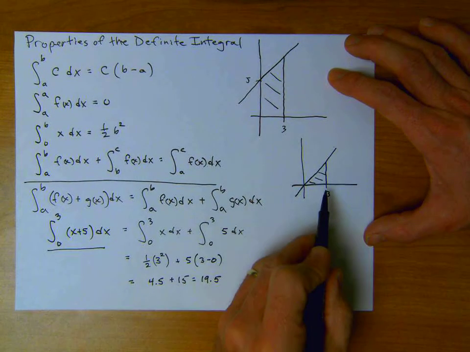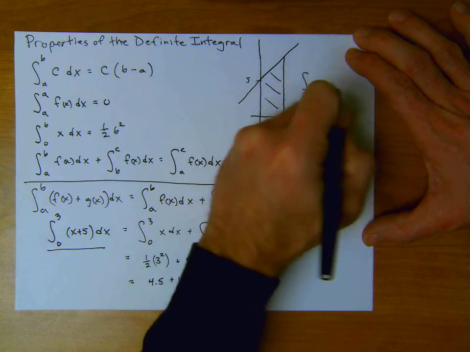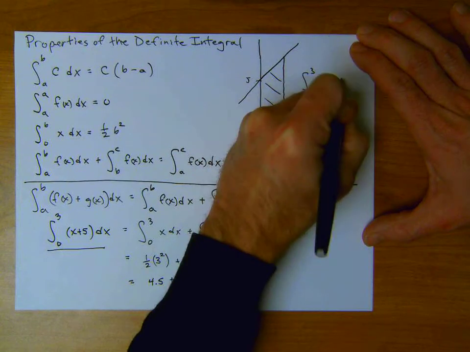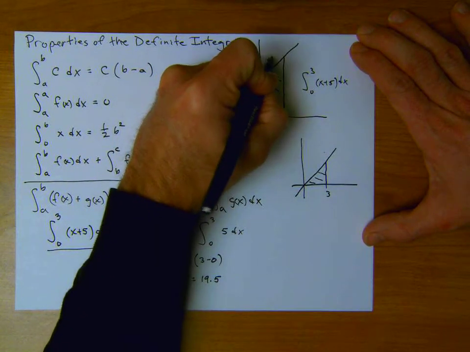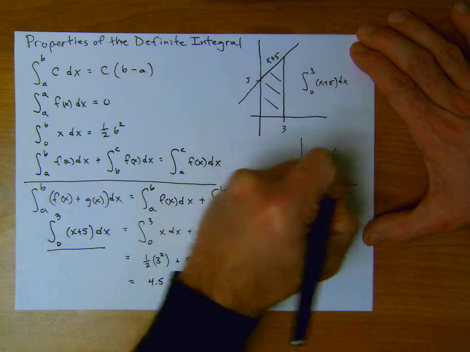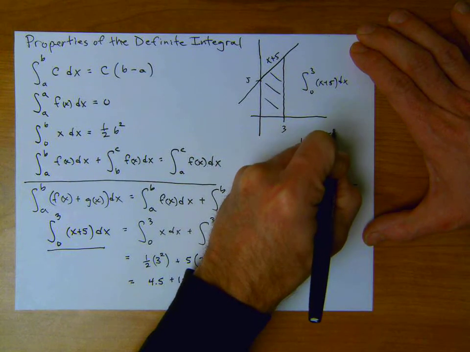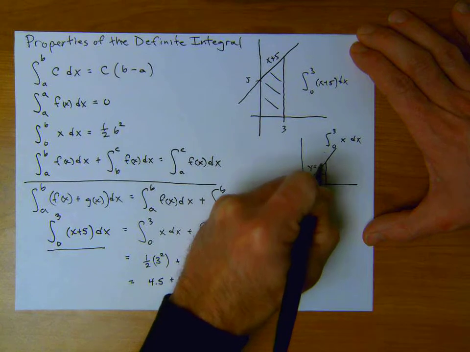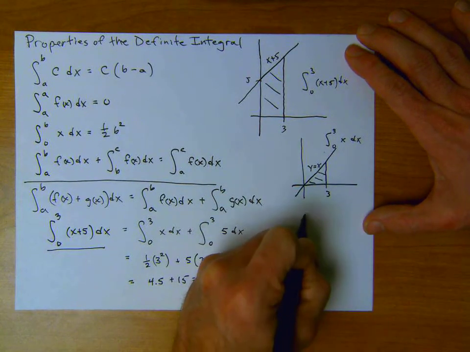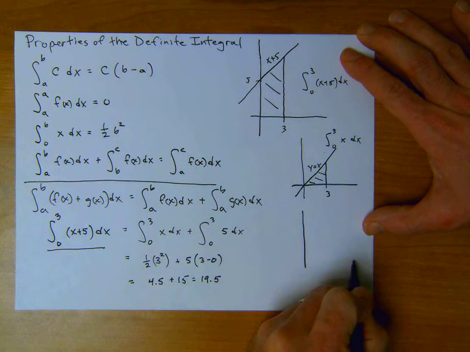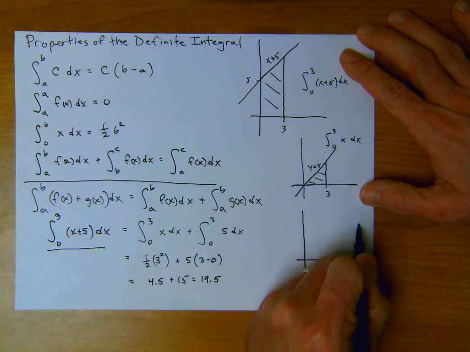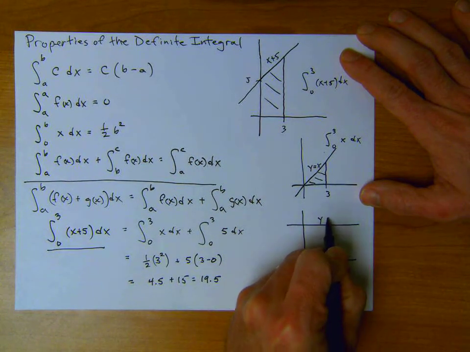So this part, I'll just label it as represented by the integral from 0 to 3 of x plus 5 dx, because this function right here is x plus 5. This right here represents the integral from 0 to 3 of x dx, because this is just y equals x, this line. And then the other piece is, of course, that we have just y equals 5. So we're up here, at 5. This is y equals 5.